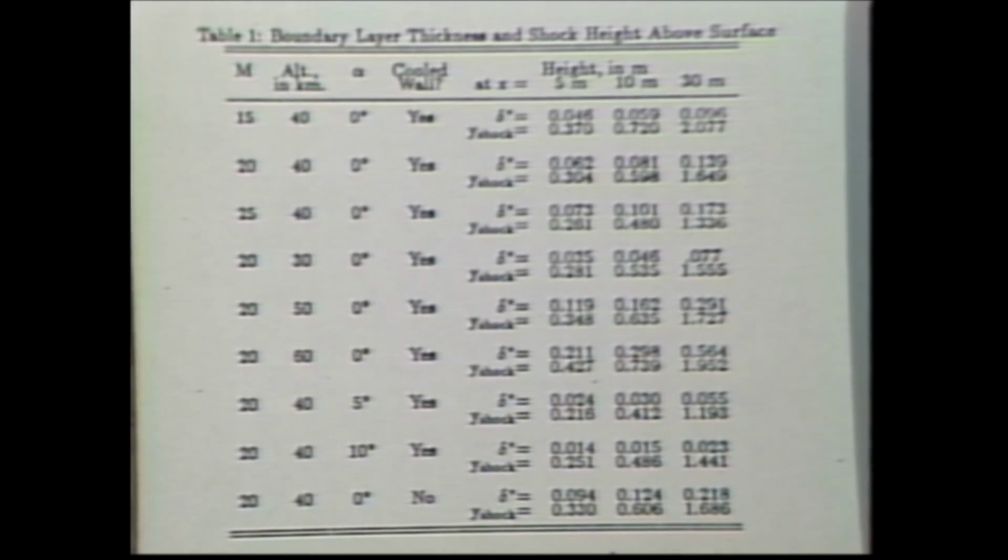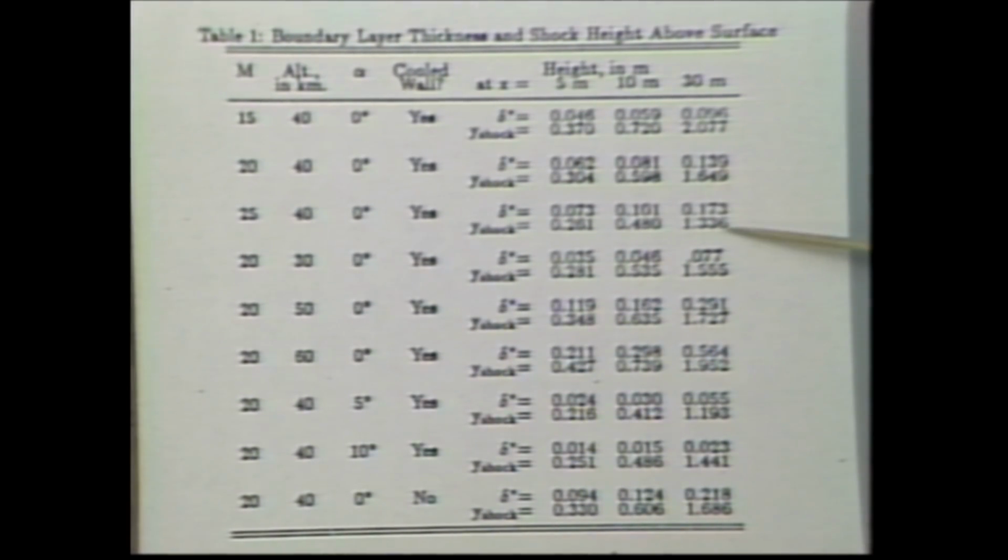It's an adiabatic wall. And what this shows is along that flat plate at various lengths, 5 meters along the plate, 10 meters along the plate, and 30 meters along the plate, you see the displacement thickness, and you see the height of the shock above the surface. And the key thing to note is that at the lower Mach numbers, even at 30 meters, the displacement thickness is a relatively small fraction of the shock thickness. But once you start getting up to the higher Mach numbers, for instance, when we're at Mach 25, you see the displacement thickness is an appreciable fraction of the total shock layer. And the engine will either divert that flow or it will have to swallow it and deal with it.